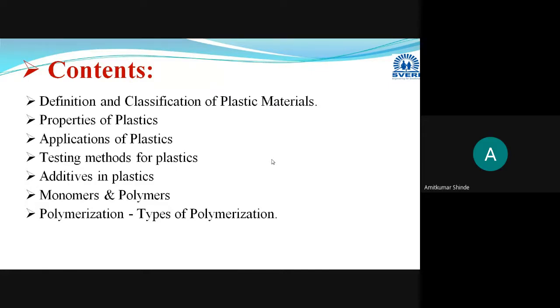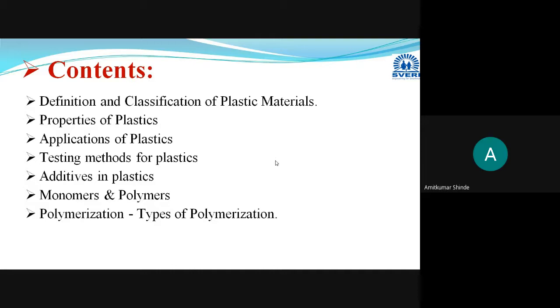Then after that, we are going to discuss a few points related to the different testing methods to determine the properties of the plastic materials. In this, we are going to study tensile testing, impact testing, flexural testing, and how to determine the electrical, chemical, and physical properties of the plastic materials. Then we will discuss additives, which are added in the plastics to change their properties.